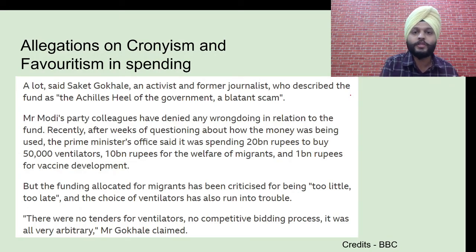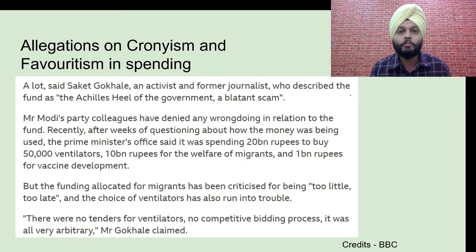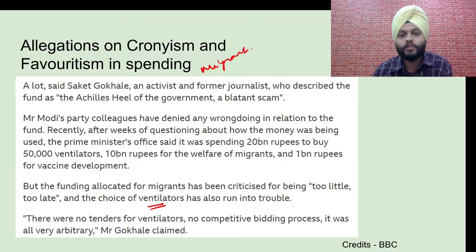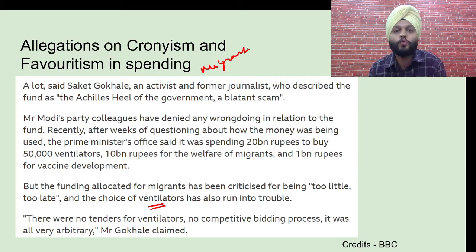Then there were concerns with respect to the ventilators. Many of the ventilators are said to be substandard in nature. So for the PM Cares Fund, there are a lot of concerns about it. For example, with respect to ventilators, there was a concern. Then there was a concern with respect to giving support to the migrant workers who were displaced by the lockdown. So these are the labor class, and they were not supported at that time. And by the time the support came, it was too little, too late.